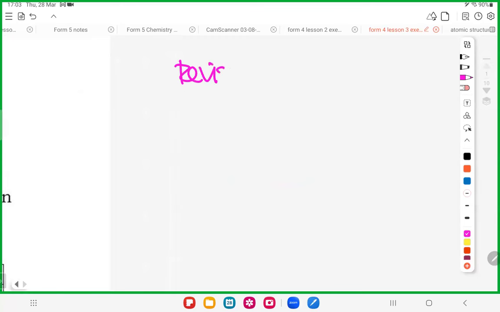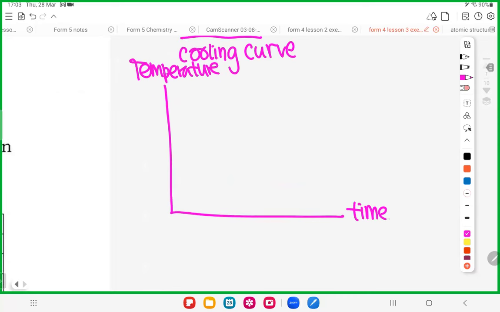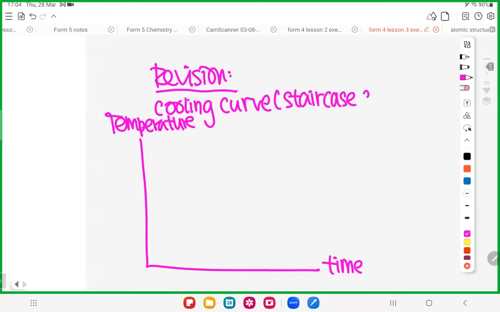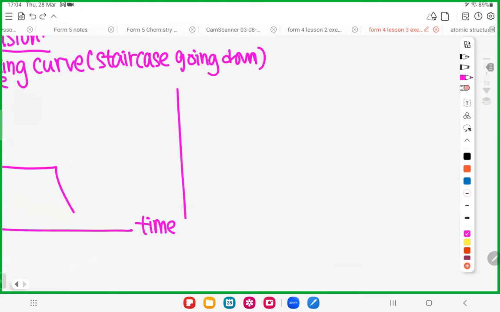So we learned about cooling curve and heating curve, right? Cooling curve is a graph of temperature and time. For heating and cooling curves, we have temperature and time in the graph. The graph is a staircase, and for a cooling curve, the staircase is going down like this. Sometimes they give you one staircase, sometimes two staircases. Maximum there are only two staircases. You will never ever get three staircases or more.